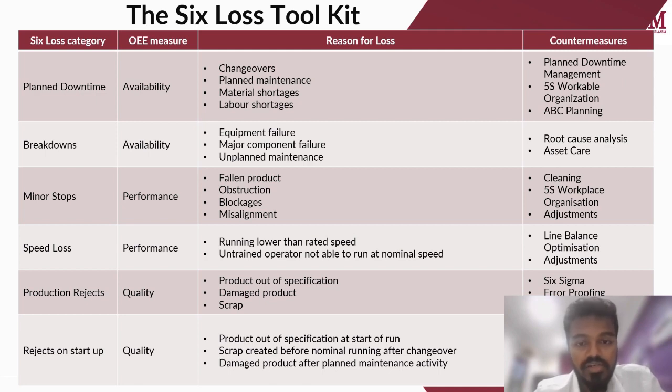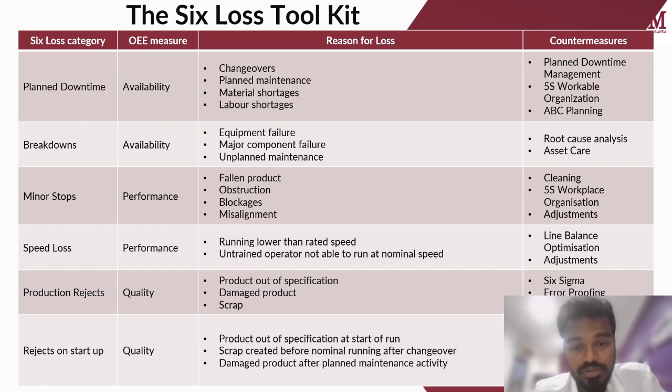For speed loss, the reasons for loss are running lower than the rated speed, or the ideal speed, and untrained operators not able to run at the nominal speed. So the countermeasures are line balance optimization and adjustments. For production rejects, the reasons for loss are product out of specification, damaged product, and scrap. And the countermeasures are Six Sigma, error proofing, and root cause analysis.